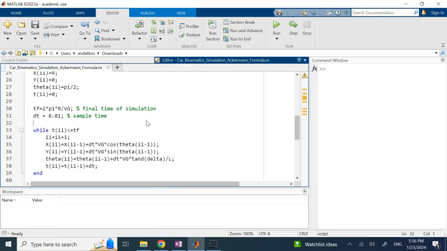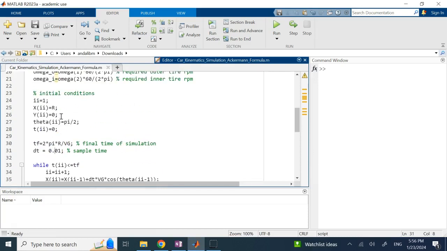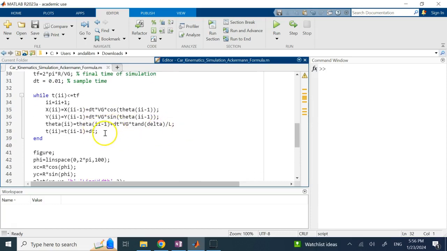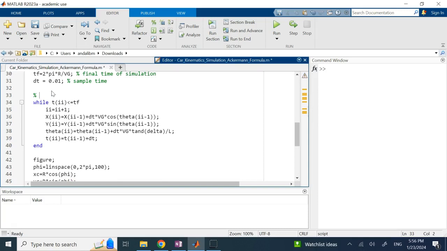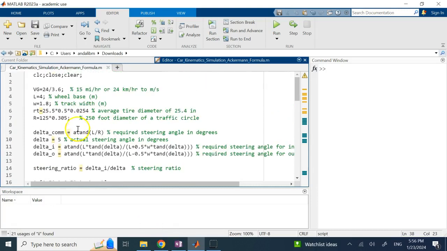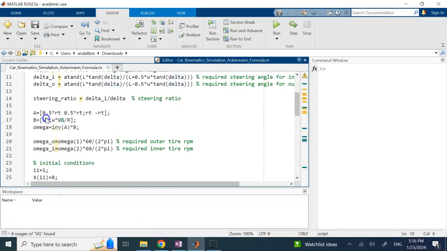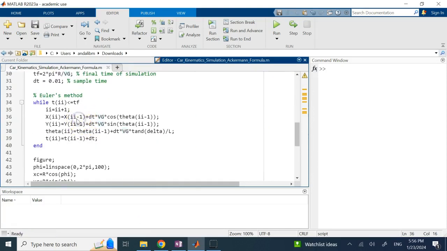So the goal is to go around the circle one time, and since we are numerically solving for it instead of analytically, we use a sample time of 0.01, and we are solving those equations using the Euler method. You might say, why don't you solve it analytically? Well, we can, but my goal here is, if you come back to this code, and you want to change this delta over time, or change this VG over time, you should be able to do so.